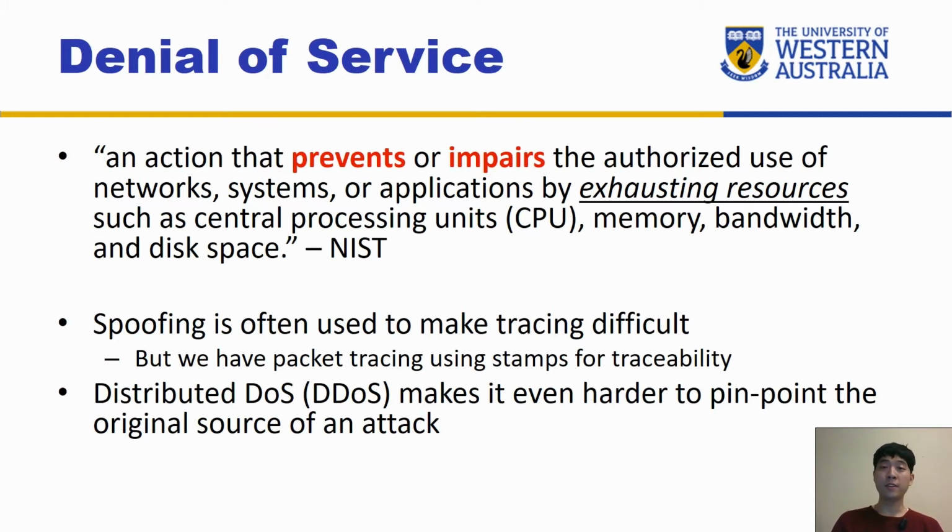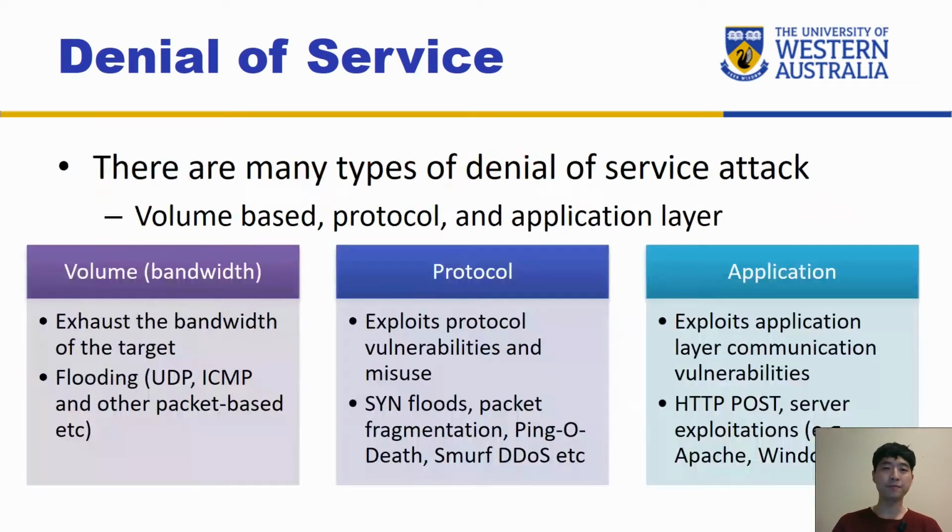Spoofing is often used to make tracing very difficult. So you spoof your IP address where all those packets are flooding in from, then you really can't trace it back. And that's a big issue, right? Distributed denial of service makes it even harder to pinpoint the original source of an attack, and we'll have a look at that very shortly.